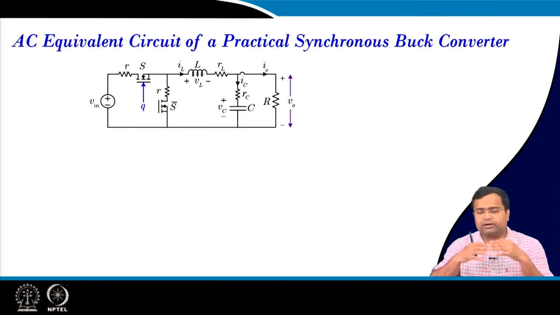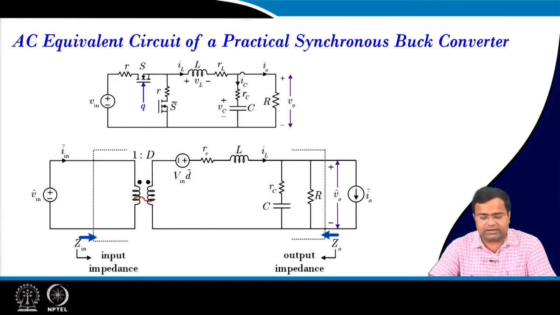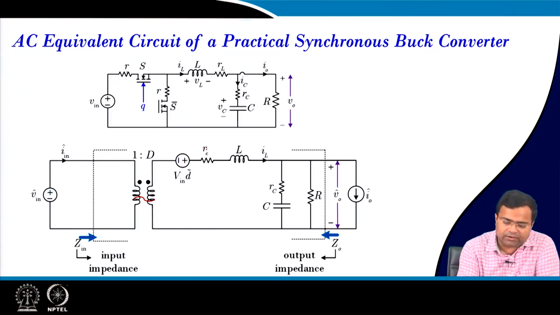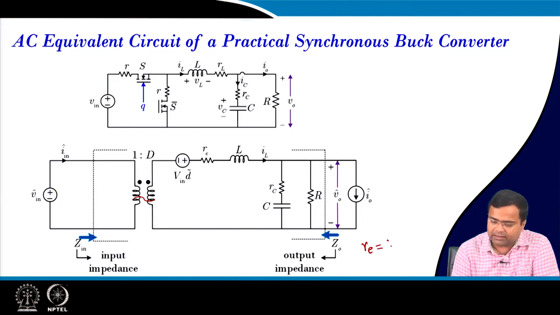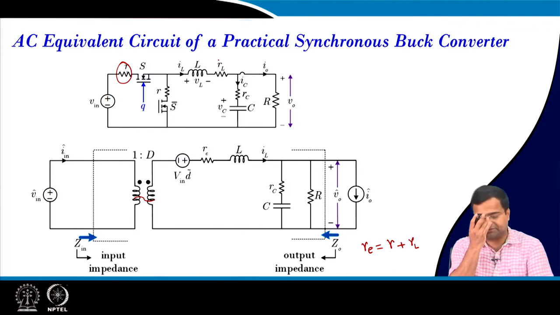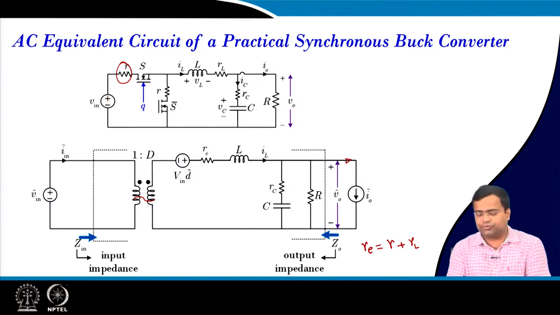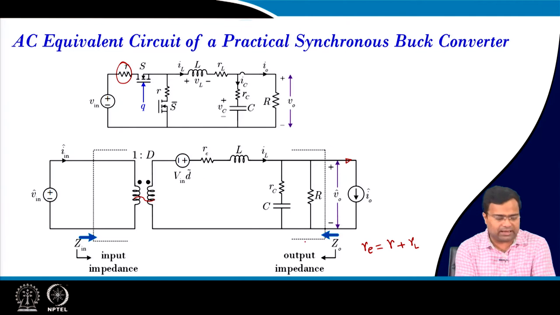So, we will start with our AC equivalent circuit of a practical synchronous buck converter, which we have discussed in our earlier NPTEL course. In this circuit, we start with our actual synchronous buck converter, and this is the AC equivalent circuit. Here R equivalent is nothing but RDS on, the on state resistance, plus RL, the DC resistance of the inductor. This circuit also shows a current sink, which will be helpful to characterize the output impedance and input impedance. We all know about this equivalent circuit.